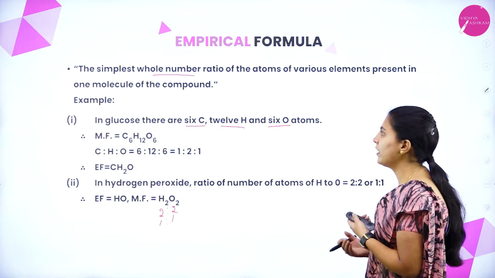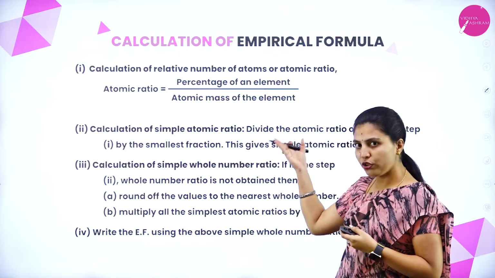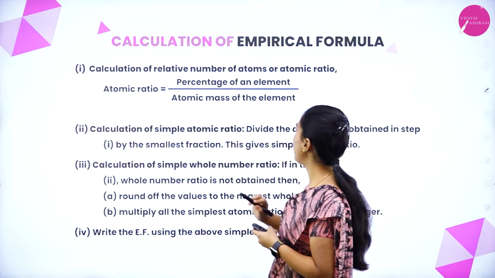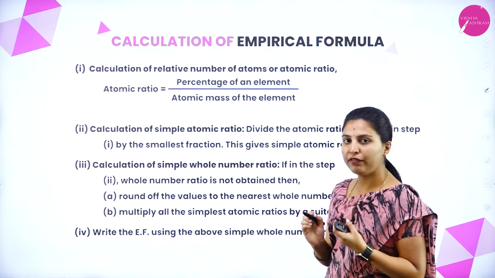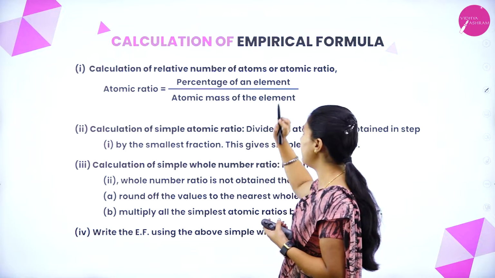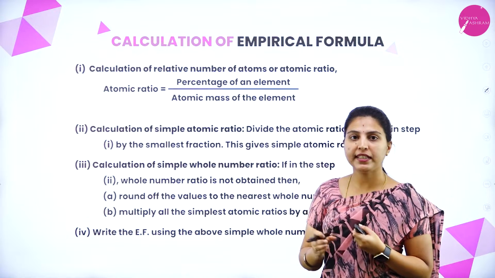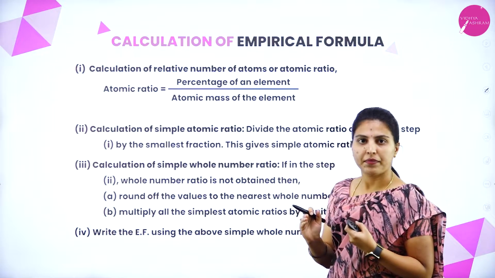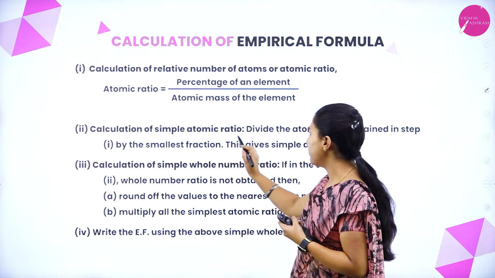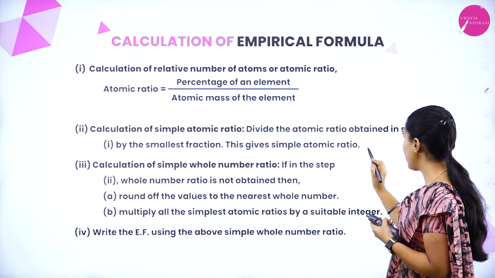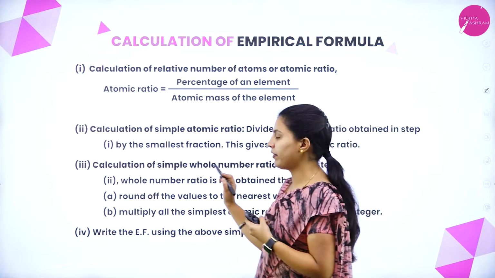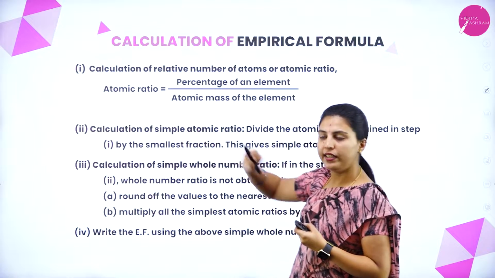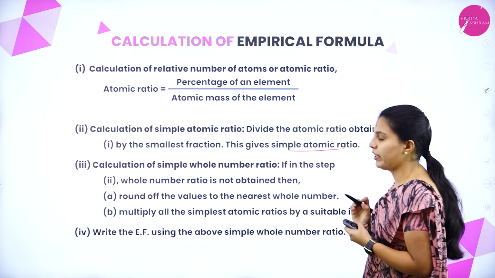If you don't understand this way, there are several steps to understand how to calculate the empirical formula. Calculation of relative number of atoms or atomic ratio. First you have to find the atomic ratio, that is the percentage of an element divided by the atomic mass of the element. How to find the percentage, you know now. Okay. After that, calculation of simple atomic ratio. Divide the atomic ratio obtained in step 1 by the smallest fraction. You have to divide whatever number you get here by the smallest fraction. This gives the simple atomic ratio.